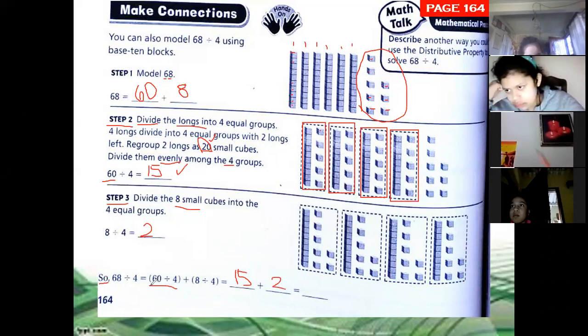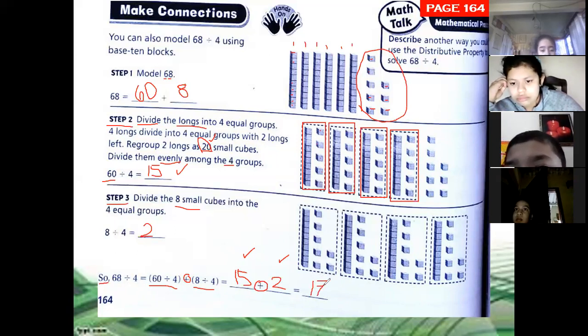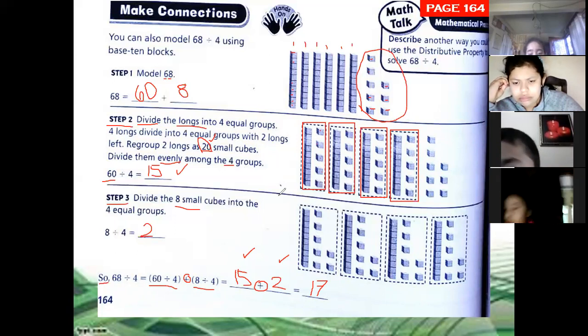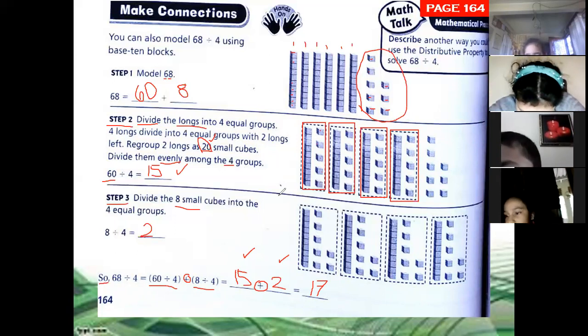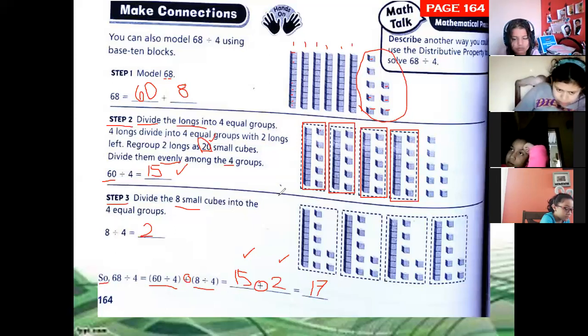That's what we did. We divide this one and we write the quotient here. Then we divide this and we write a quotient here. What symbol do we have here? Addition. That's why I have addition here. 15 plus 2, 17. So 68 divided by 4 equals 17. That's what we have here on letter D, page 163. In the previous page, we have equals 17. We had the same answer, the same quotient, but in 2 different ways.